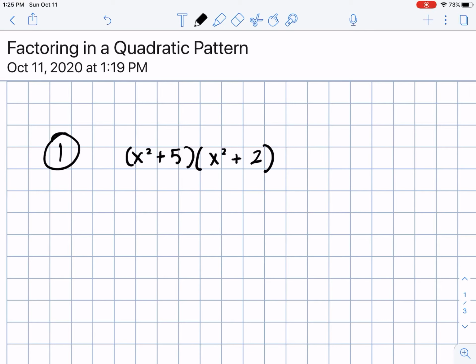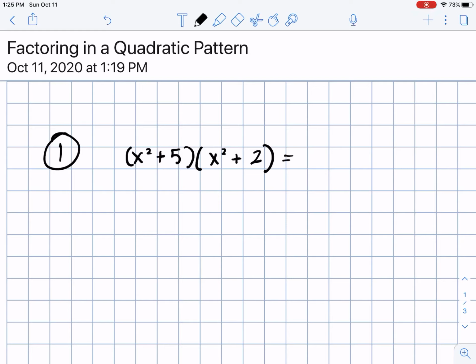Okay, class, the next factoring pattern we're going to look at is factoring using a quadratic pattern. So sometimes we get something that could be a quartic or it could be to a sixth degree, but it's in a pattern that is quadratic. So let me show you what I mean. Let's start by multiplying this out.